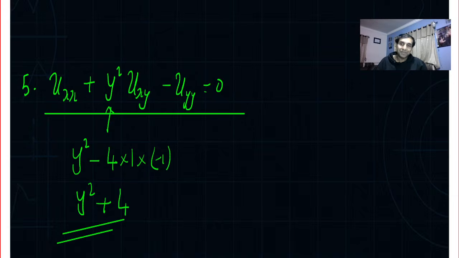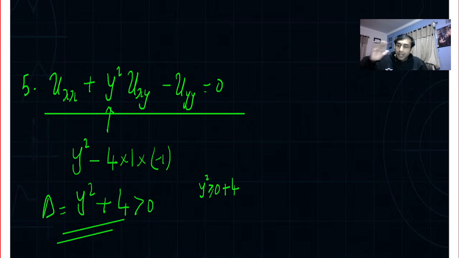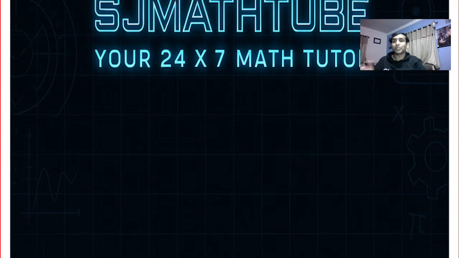That's great. Because this value will never ever become 0. Come on, being a variable, y can be anything. But when you square it, it has to be a number bigger than or equal to 0. And when you add plus 4, it has to be a number bigger than 0. That means this is 100% greater than 0, hyperbolic wave propagation. Now let's go for the last question, that is extra important.